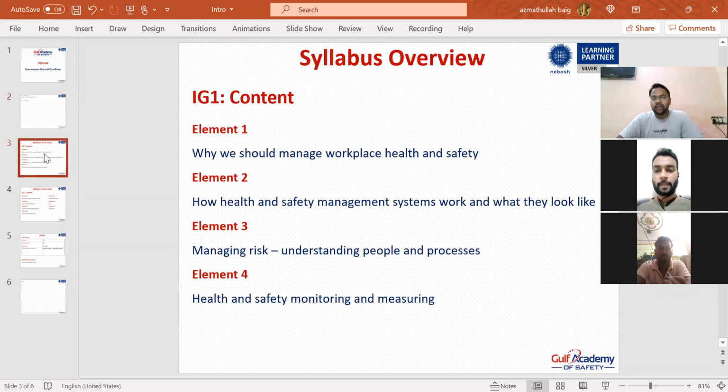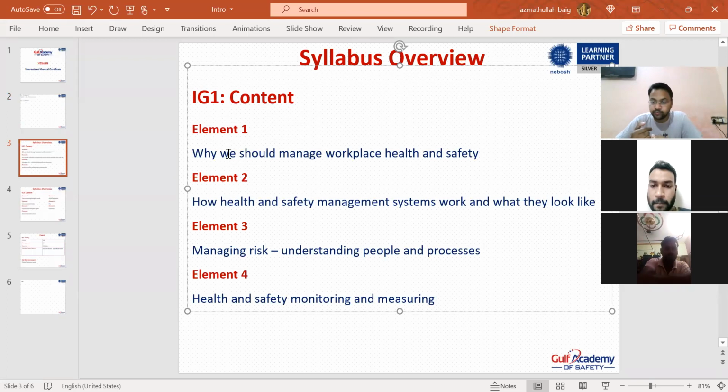So what are the first 4 elements that will be covered for your IG1? Element 1, why we should manage workplace health and safety. Element 2, how health and safety management systems work and what they look like. Element 3, managing risks, understanding people and processes. Element 4, health and safety monitoring and measuring. So these are the 4 elements that you have to prepare for your open book exam.